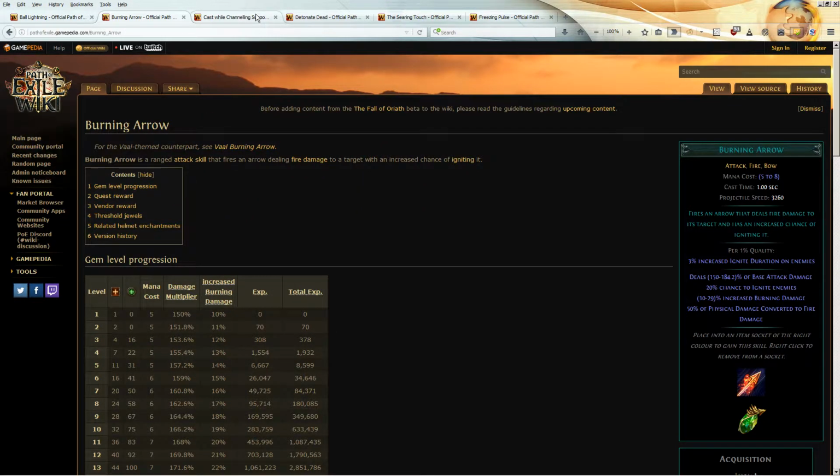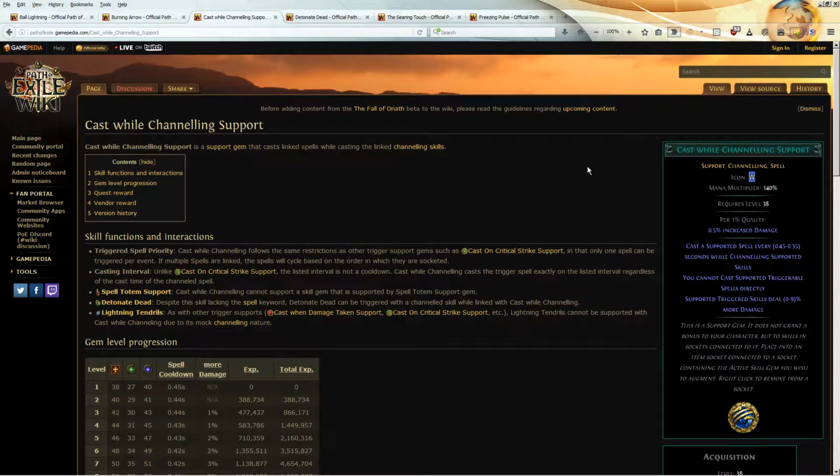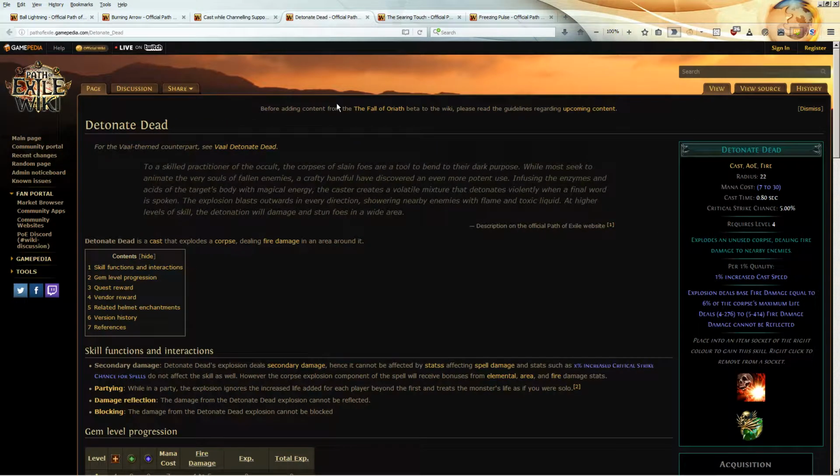A very good example of this is Cast when Channeling. Basically, Cast when Channeling only works with spells. It casts supported spells at a specific threshold in time. But it works with Detonate Dead, and if you look at Detonate Dead, it doesn't have a spell tag. Now why does it work? Well, for two reasons. Reason number one is tags don't interact that way.